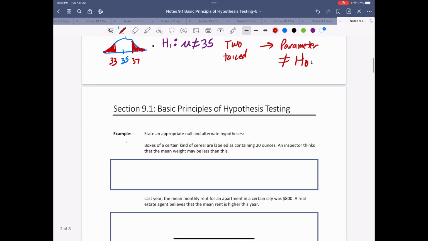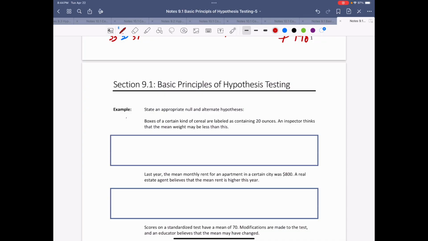All right. The next thing I want us to do is state an appropriate null and alternate hypotheses. And I want you to always do the alternate first. I think it makes it easier. So I want you to get H1 first.